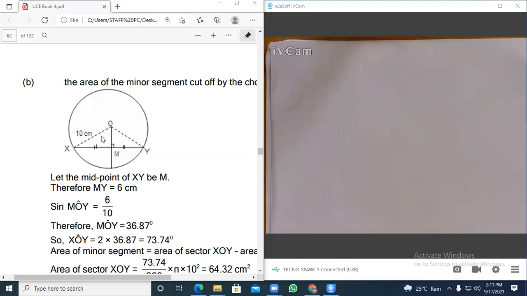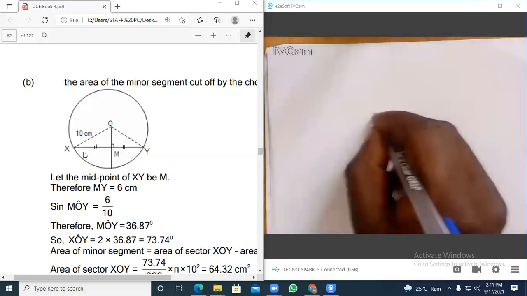So it means that this is the major sector and this is the minor sector. So if there is a chord that is drawn, it creates a minor segment here, and this minor segment is part of the sector. The minor segment XY, this one here, is part of the sector.